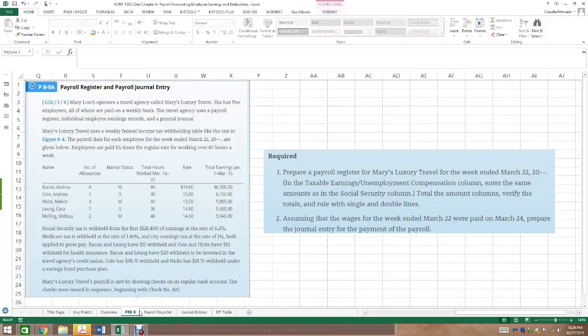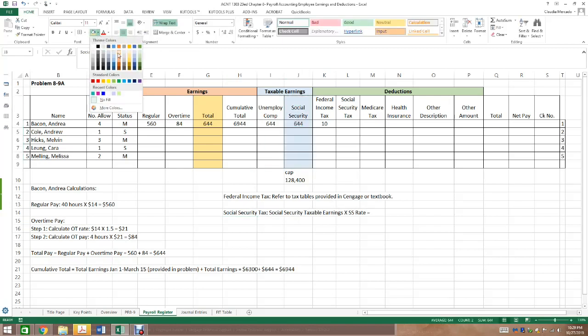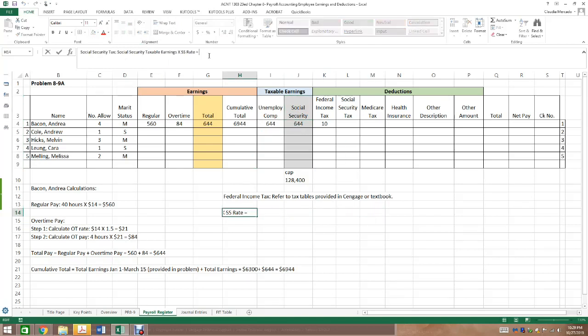Okay, so Social Security tax. The problem says that your Social Security tax rate is 6.2%. So I'm going to do Social Security tax. For your Social Security tax, you're going to look at your Social Security taxable earnings times the Social Security rate. My Social Security taxable earnings, we identified them right here. They are $644, and my rate is 6.2%.